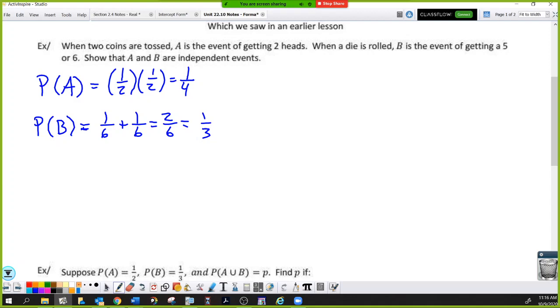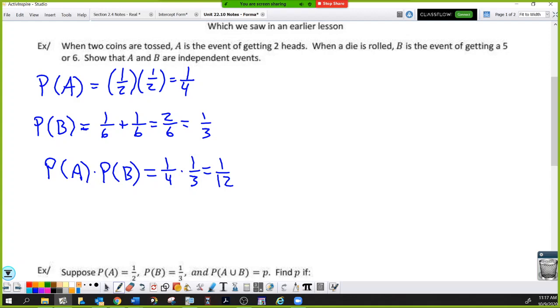We were told to show that A and B are independent events. Fine. The probability of A times the probability of B is 1/4 times 1/3, which is 1/12. Now, these are only independent events if the probability of A intersect B also equals 1/12.